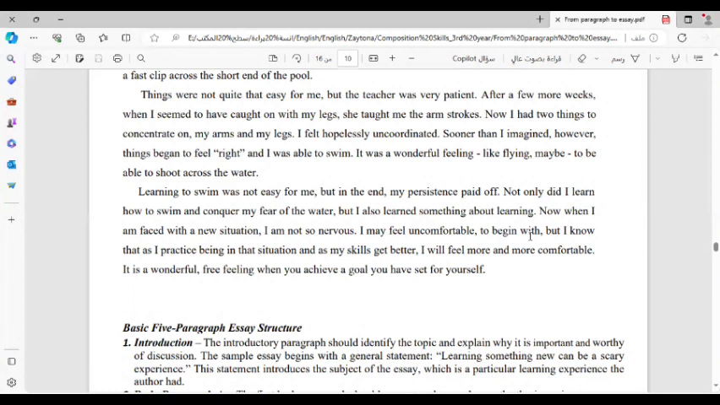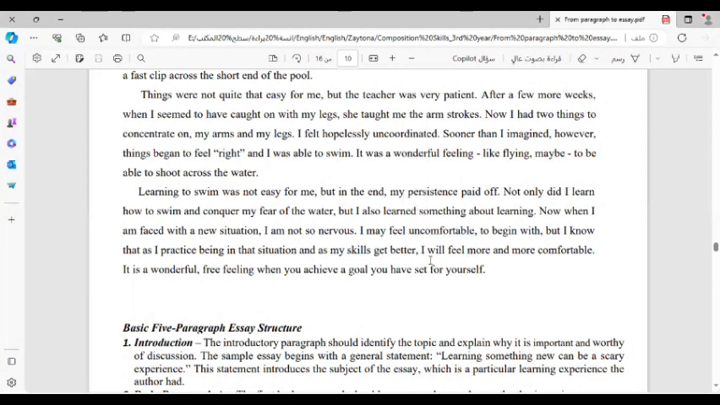But I also learned something about learning. Now, when I am faced with a new situation, I'm not so nervous. I may feel uncomfortable. So this is pronounced uncomfortable, not uncomfortable. Okay. So it's not uncomfortable, it's uncomfortable. Yes, غير comfortable. So please pay attention to the pronunciation of this word.